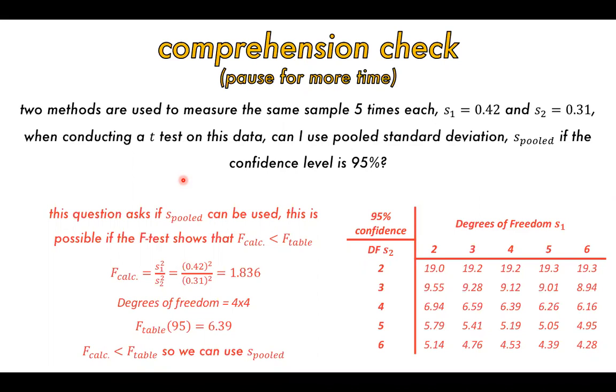So we see here that F calc is going to be equal to 1.836. And so then we look up F table. So that's going to be 4 by 4 degrees of freedom, because we have the same sample measured 5 times each. So that means that we have 4 by 4. So that's going to be a value of 6.39. And so that means that F calc is less than F table. And so we can, in fact, use S pooled.